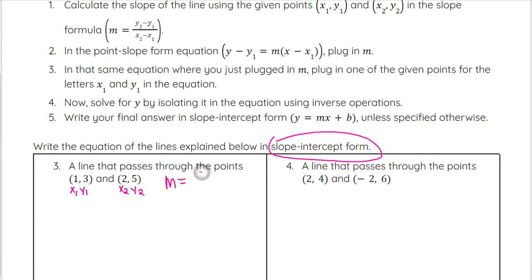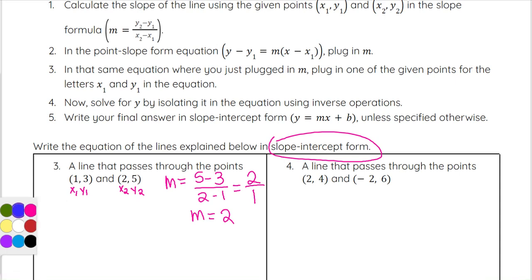So m equals 5 minus 3 over 2 minus 1. I'm going to go through this quickly because we did already do this on the previous examples. So the slope here came out to be 2. That part is the same as if you were using slope-intercept form. We have the slope. Now, step 2 in this method, we are going to plug into point slope form.